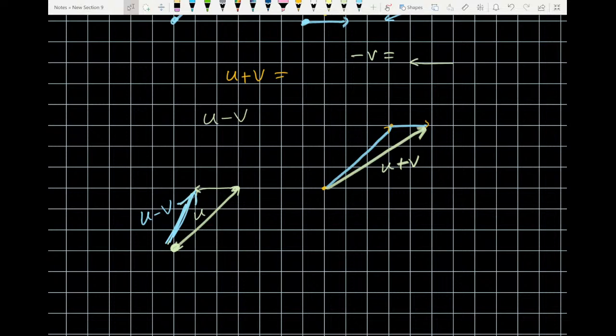Now, another part, what would be 2v then? 2v would be, here's 1v, 2v. Those are all very simple.